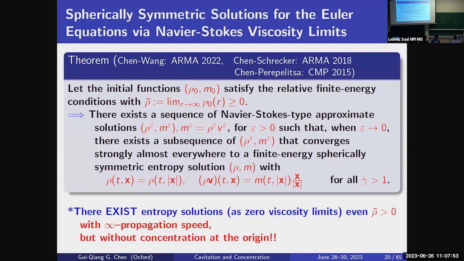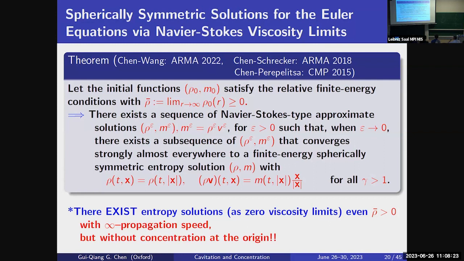It means although the solution goes into the vacuum, it still has finite energy, so it is still L^p. This is the theorem as the limit of the vanishing viscosity process. In this limit, the solution is still L^p, with infinite propagation speed but without concentration. So that also makes it clear now.